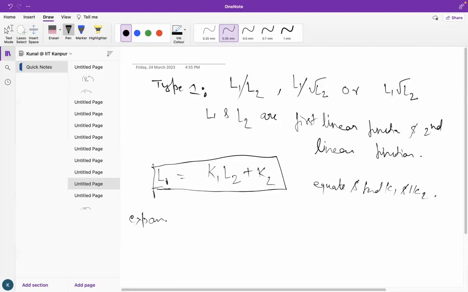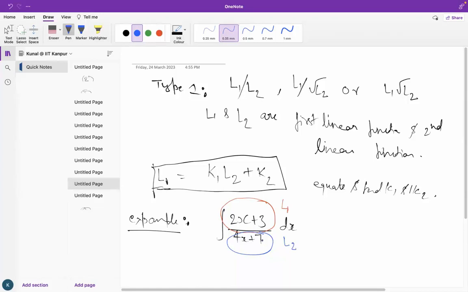So an example based on this type. Our example is 2x plus 3 divided by 4x plus 7. Look here, our integrand has a linear function in the numerator and another linear function in the denominator. So name this function as linear one and this function as linear 2. We just have to write 2x plus 3 in terms of k1 times 4x plus 7 plus some k2, and find the values of k1 and k2.